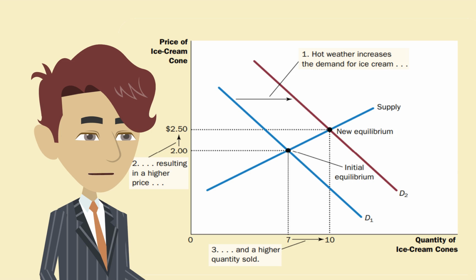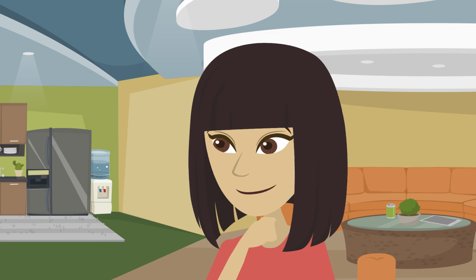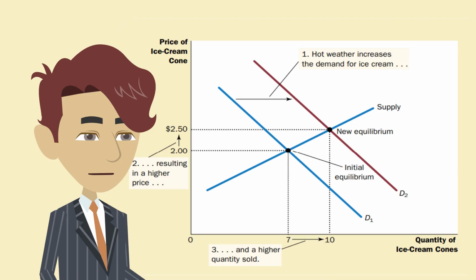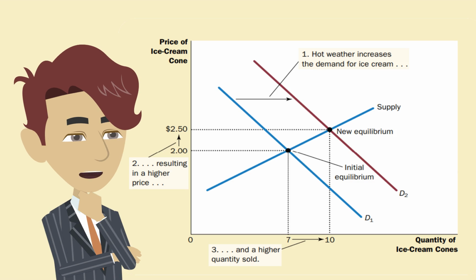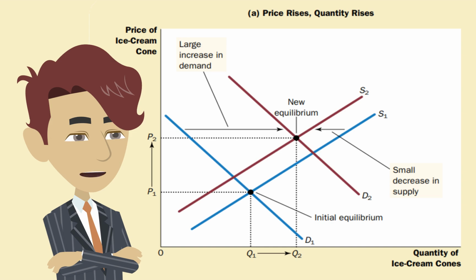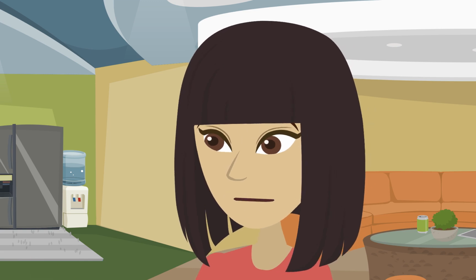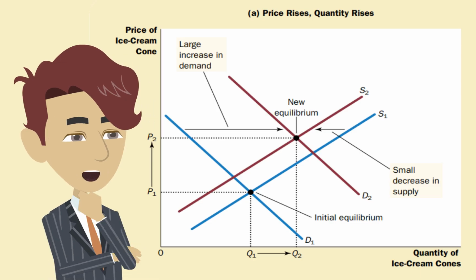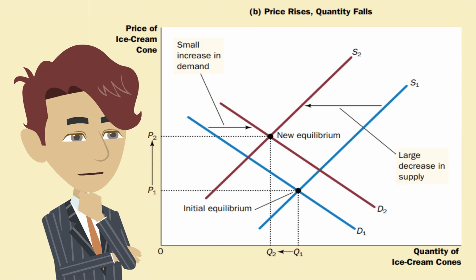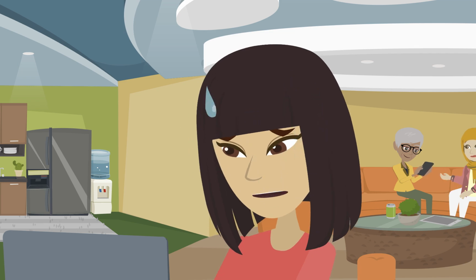Good observation. If hot weather increases demand, while the earthquake decreases supply, both curves shift. The demand curve shifts right, and the supply curve shifts left. Finally, let's talk about an example on change in supply and demand. What does that mean for the price and quantity of ice cream? In this case, the price will definitely rise, but the quantity sold can either increase or decrease, depending on how much each curve shifts. That sounds a bit complicated.